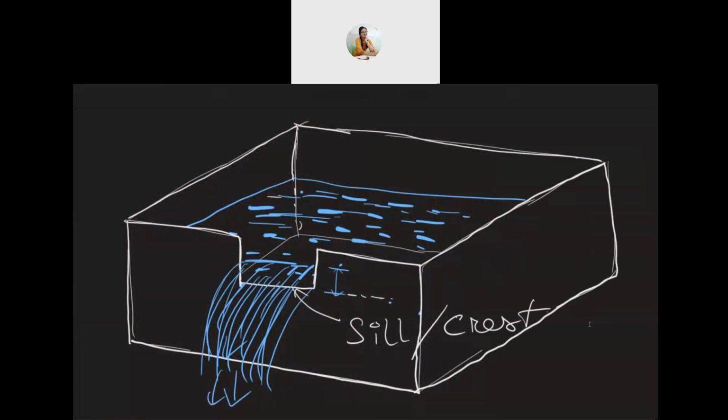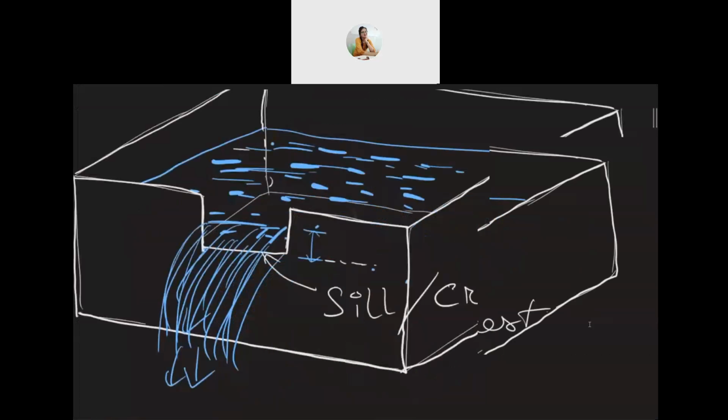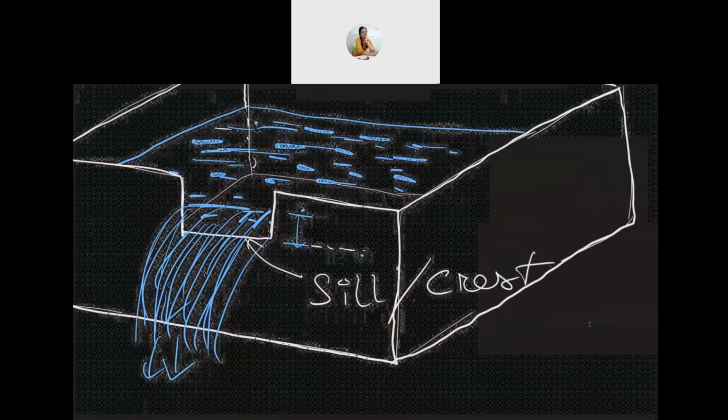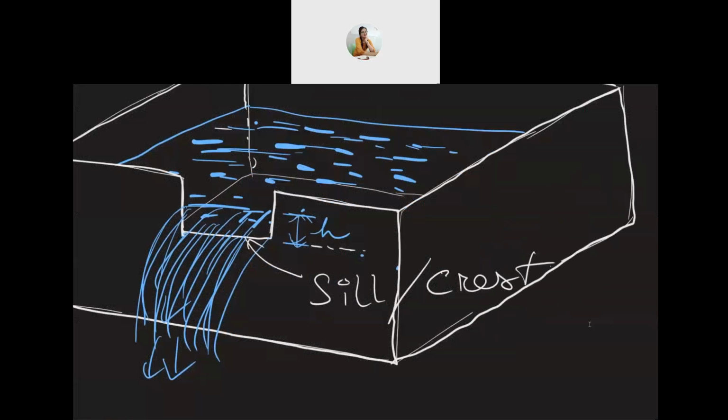If you look at it, the rate of flow will depend on how much water is above the sill level of the notch. This is called the sill. We can also call it the crest.